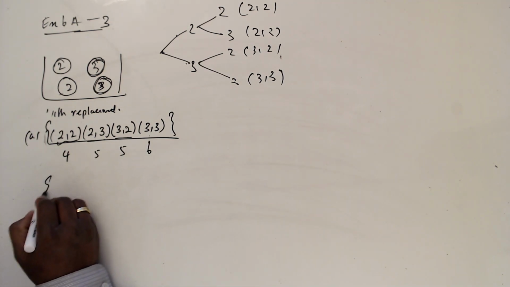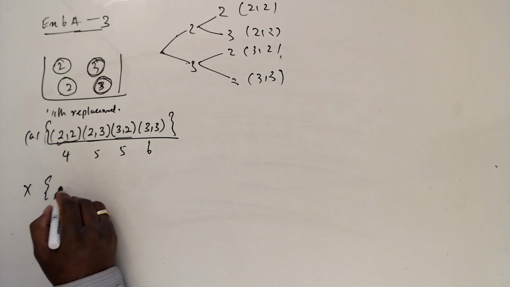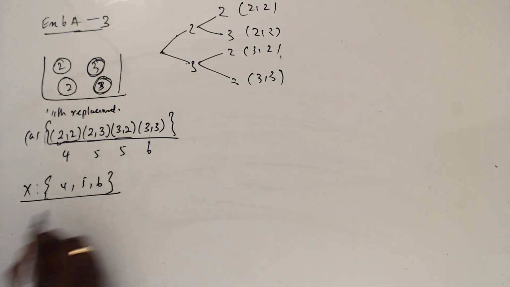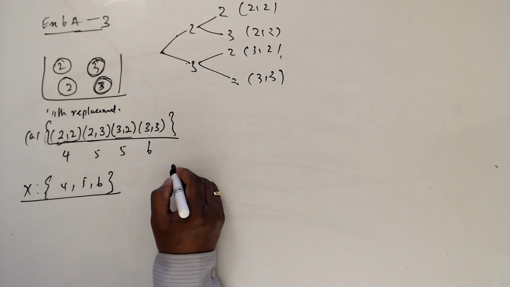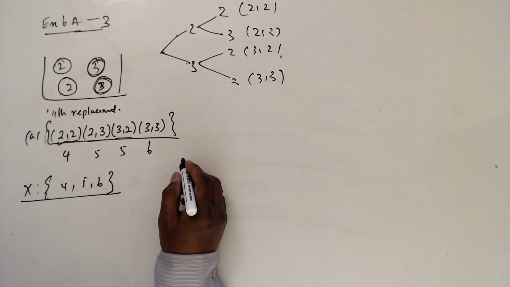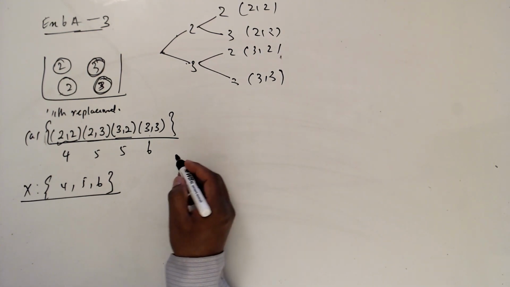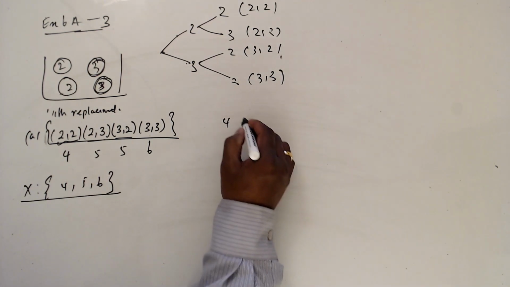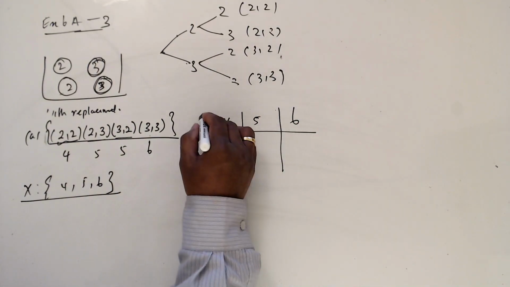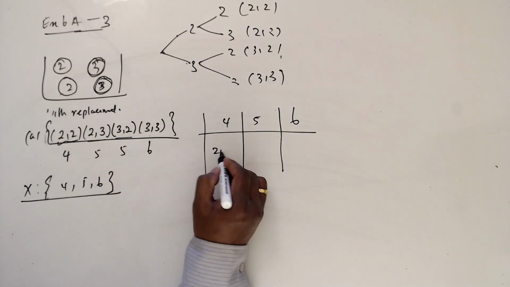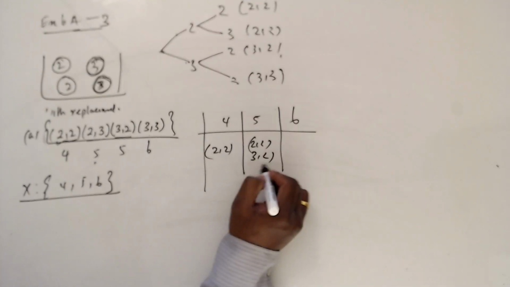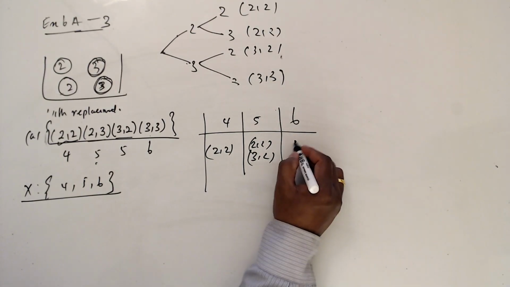So the sample space for X is 4, 5, 6. Now we want to write the table, the probability distribution. So first of all, 4, 5, and 6. For 4 we'll get only 2, 2, this is the outcome. For 5, 2, 3 and 3, 2, and this is 3, 3.